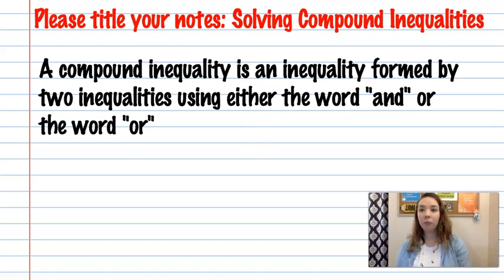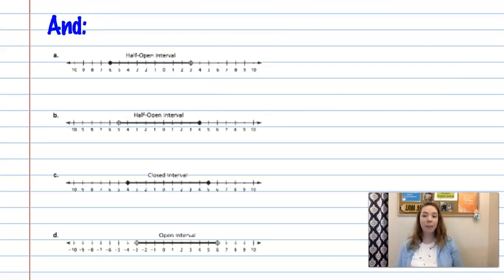So, let's take a quick look. This one says a compound inequality is an inequality formed by two inequalities using either the word and or the word or. So now I'm going to show you what that means. When it says and, that means we're talking about where these two things would overlap.